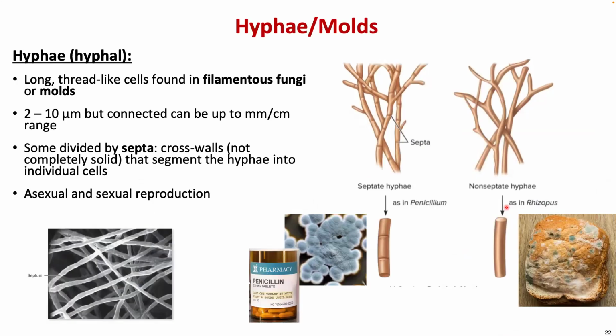Now let's talk about the hyphae. These are long thread-like cells found in filamentous fungi or molds. They are about 2 to 10 micrometers, but when you connect them, they can be up to millimeters or centimeters in length. Some of them divide by septa, basically cross walls, and that can make them segmented.